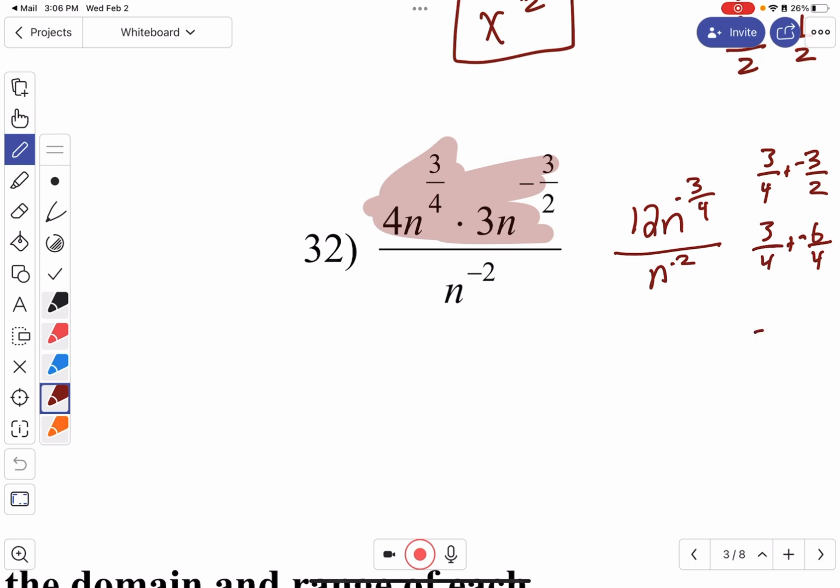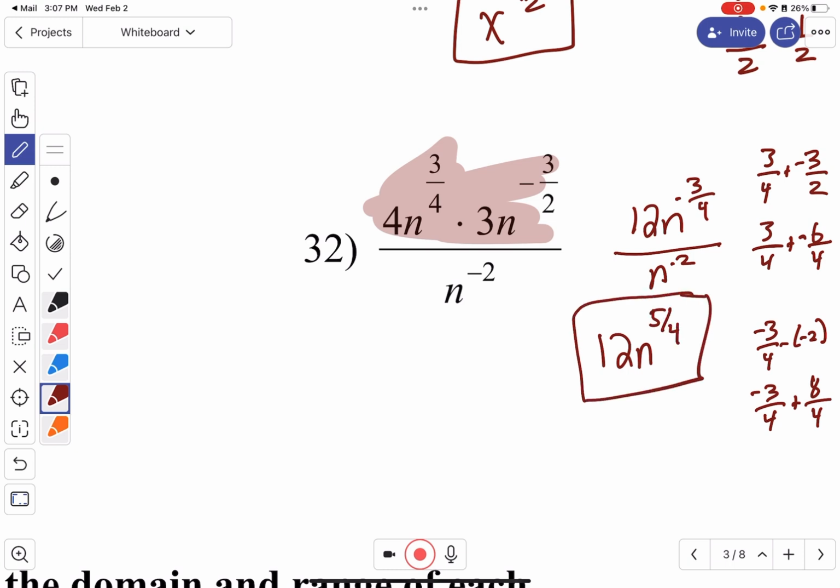So now we're going to go negative 3/4 minus negative 2. So minus and a minus makes a plus. So negative 3/4 plus 8 over 4. So that's 5/4. So 12n to the 5/4. And we're done.